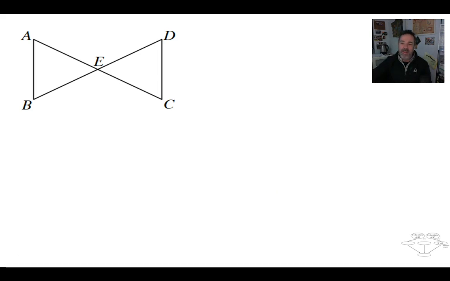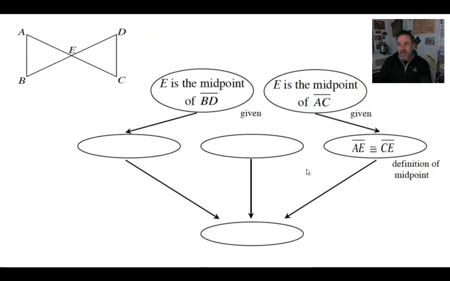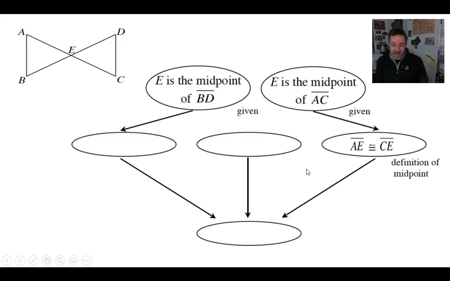Okay, let's move forward and talk about this problem. This is a flowchart proof. We've seen something like this before. I think this is exactly what's in your textbook. We're told that E is a midpoint of two different things: E is a midpoint of BD and E is a midpoint of AC. Because E is a midpoint of both of those, we know certain things have to be true.